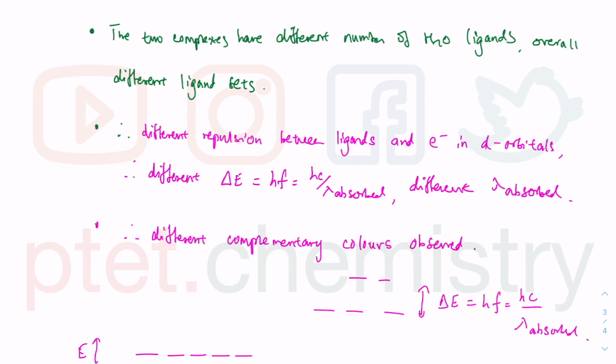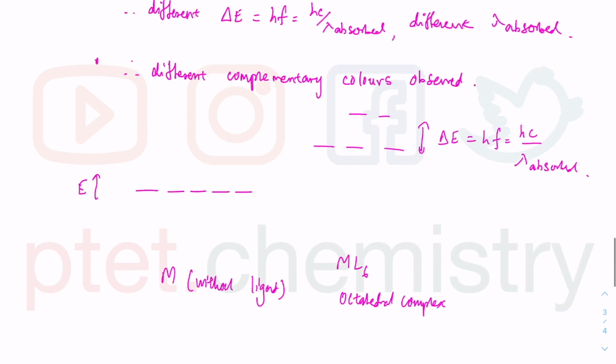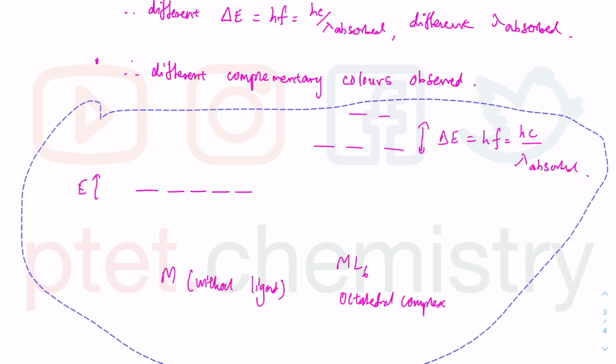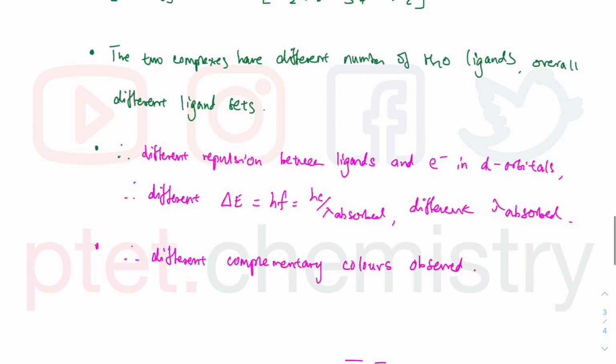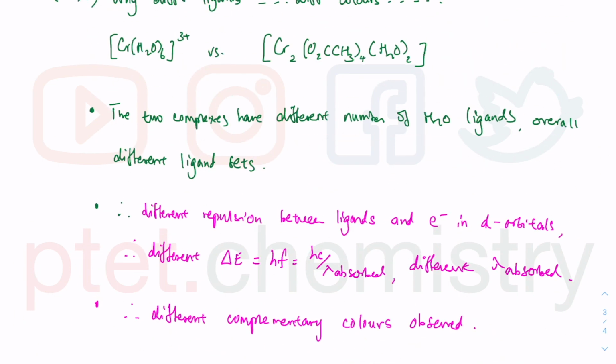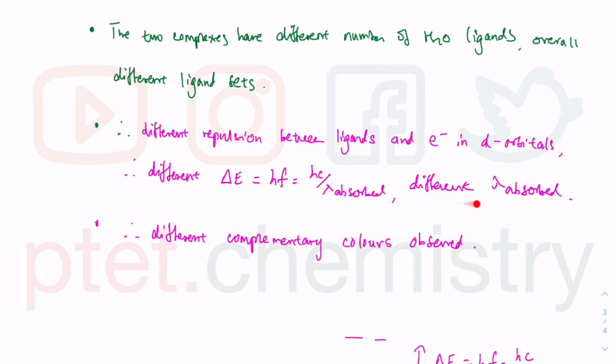So it's just about the different delta E. I think that is the main concept there. They're not even asking you to draw this splitting diagram, but for those 2 marks I would say the idea is different ligands, different repulsions, different delta E, different lambda absorb, different complementary color. Okay.